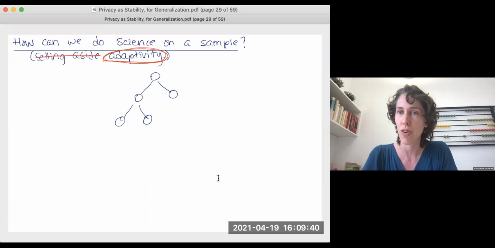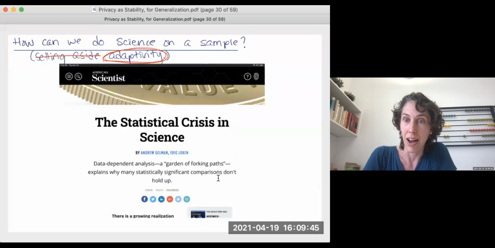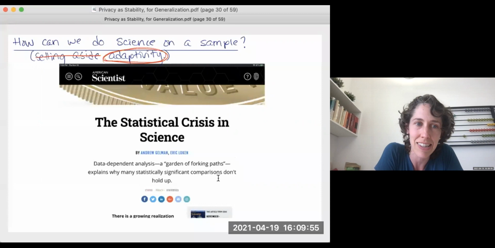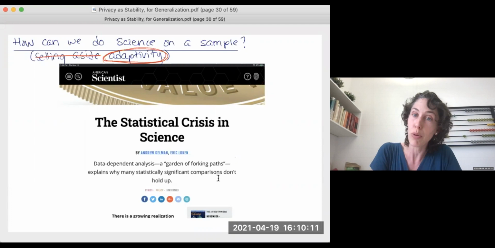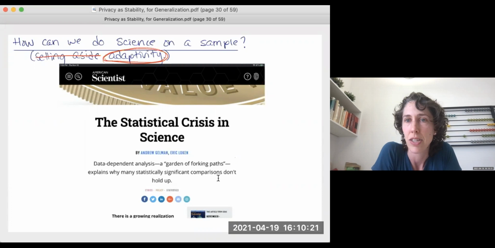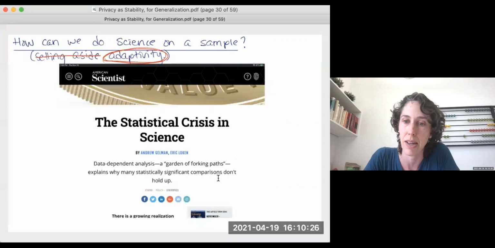So this is a real problem. If you hang out with people who do data-driven science, you've probably heard that there is a so-called statistical crisis in science. It has been appearing in the form of non-reproducibility of major landmark studies in many disciplines. One of the components that seems to be at fault is data-dependent analysis, which is exactly this adaptivity phenomenon. So adaptivity is not just a cool mathematical problem. It's a real problem in data-driven science. And we'd like to understand how we can do science on a sample and not get misled.